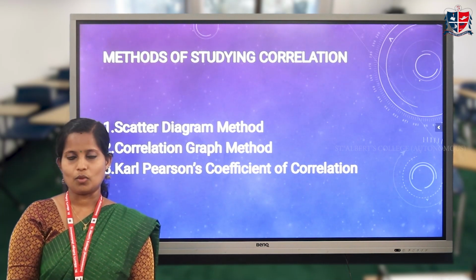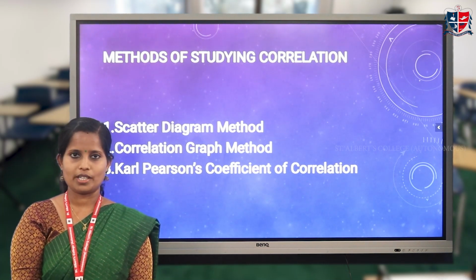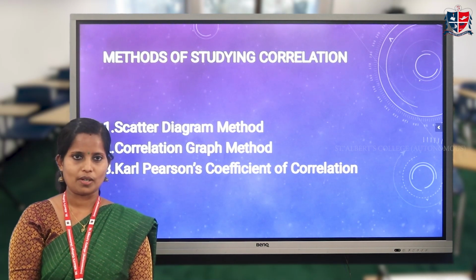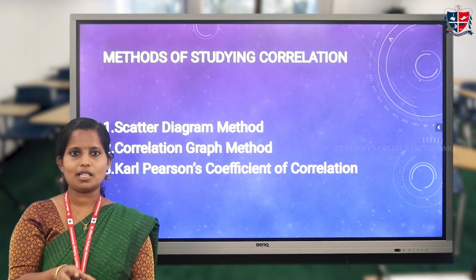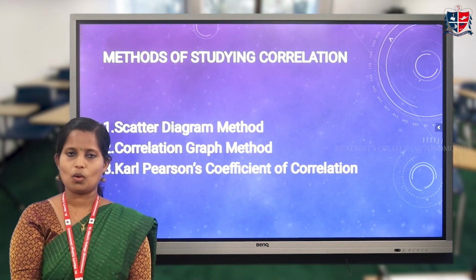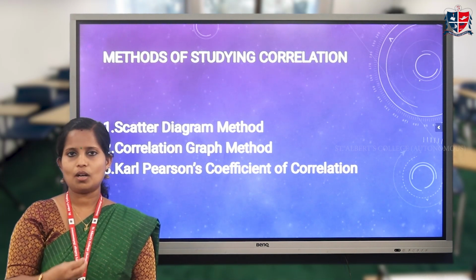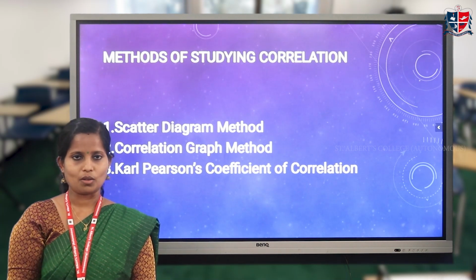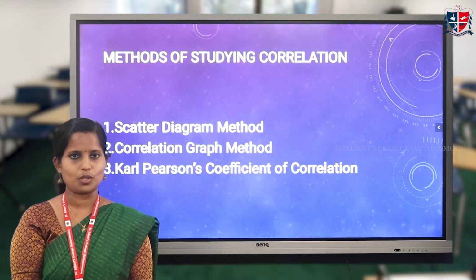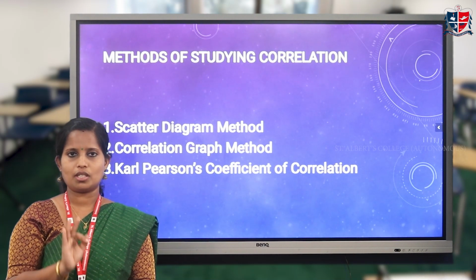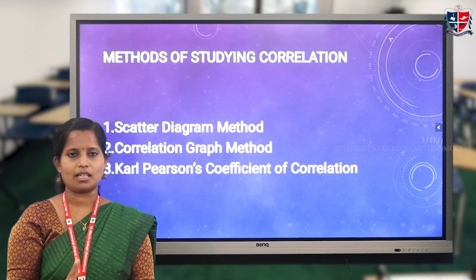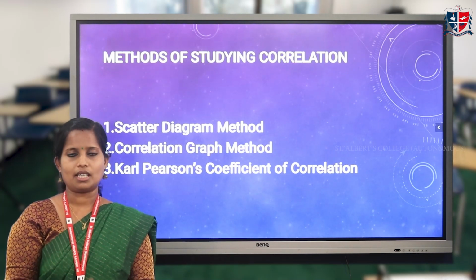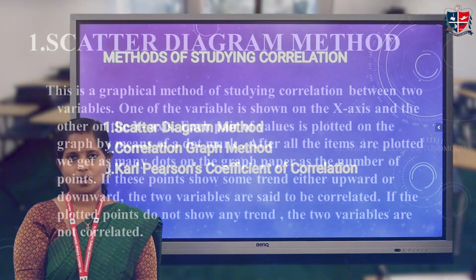In one sentence, correlation means that if there is a change in one variable, whether there is any change in the other variable, that change is measured by the tool correlation. The next thing is how we can measure that change between two variables. Usually we use three methods for studying correlation. First is the scatter diagram, second is the correlation graph, and third is the Karl Pearson correlation coefficient.